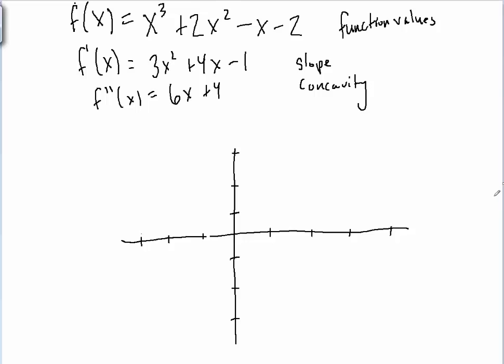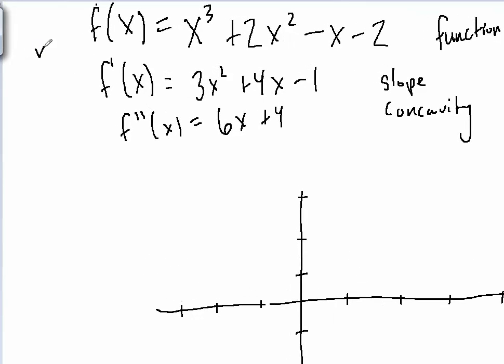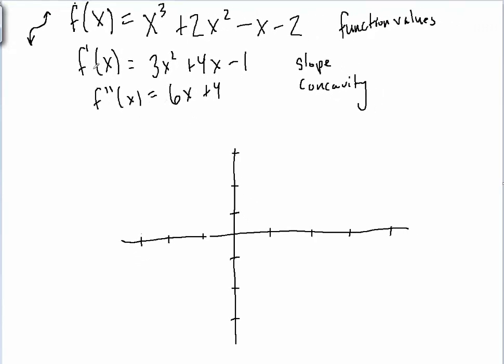So, you know from our pre-calculus classes that this function roughly is going to look like this. The leading term has a positive coefficient and an odd degree, so that's the general shape the graph will take on. And we know here we've got a y-intercept of -2.